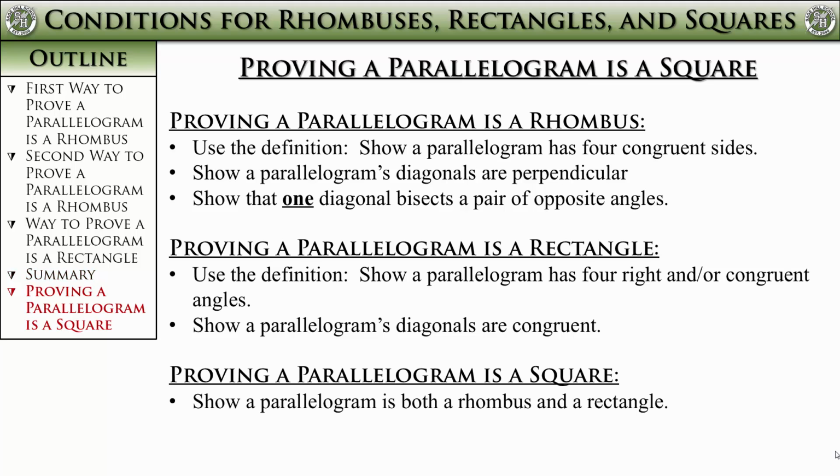Either one works. We haven't talked about squares yet, even though they are in the title of this section, but there isn't a special way to prove a parallelogram is a square. It's just a 2-step process. Show that the parallelogram is both a rhombus and a rectangle. Show one of the 3 things at the top to show it is a rhombus, then show one of the 2 ways that you can show it's also a rectangle. That's all you do.